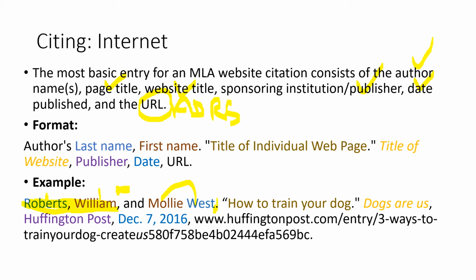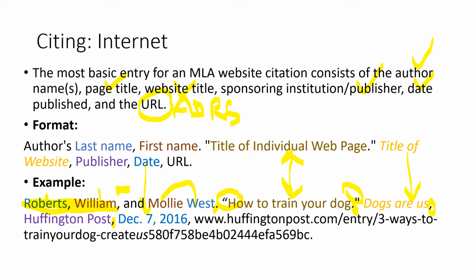And then the title of the individual web page. So, quotes, period. How to train your dog. So that's the title of my webpage, not my webpage address. Then the title of the website. Dogs are us. And you need a comma. Then you have the publisher. So here it's Huffington Post, comma. If you don't have the publisher, you can skip it. So what you do when any of this is missing, you just skip it.